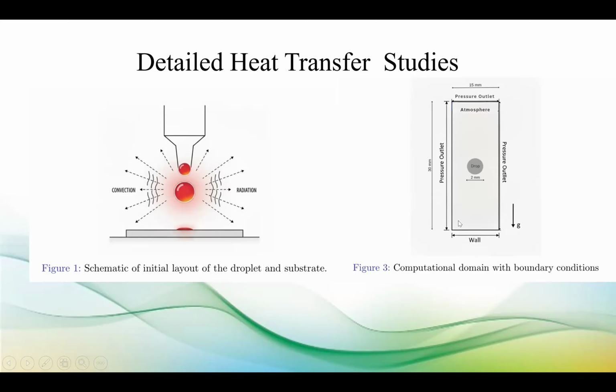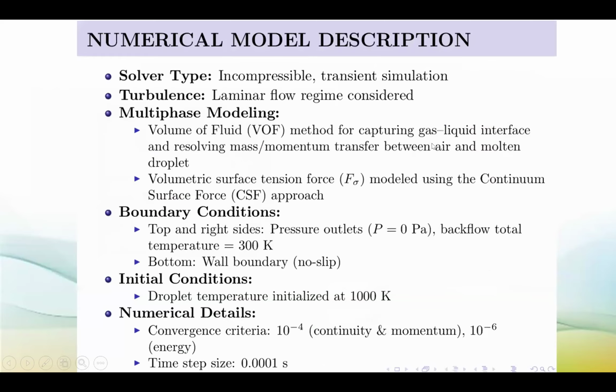Here, the two sides represent pressure outlet. That means it is atmosphere. And at the top portion, we are applying a velocity. By mistake, it is showing pressure outlet here. We are applying a velocity there. We studied the flow of that metal droplet. And this shows the conditions used for that particular analysis.